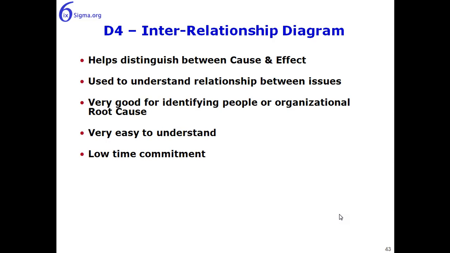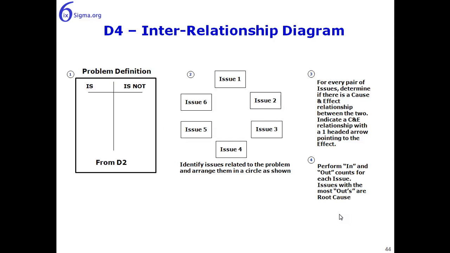Okay, let's move on to the interrelationship diagram. It does help us to distinguish between cause and effect. It's used to understand the relationship between issues around a given problem. It is very good for identifying people or organizational root causes. Very easy to understand and a low time commitment. So let's have a look at the interrelationship diagram. It too is based on the is not problem definition that we saw up in the D2 tab.